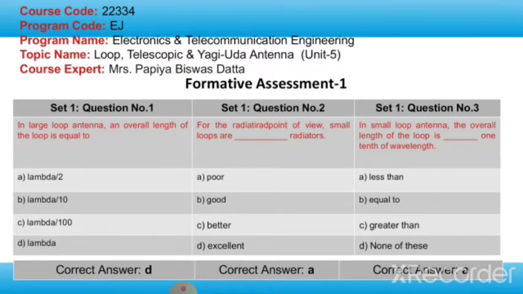Now let us take a minute and try to answer this question. In a large loop antenna, the overall length of the loop is equal to what? From the radiation point of view, small loops are dash radiators. In a small loop antenna, the overall length of the loop is dash 1/10 of the wavelength.